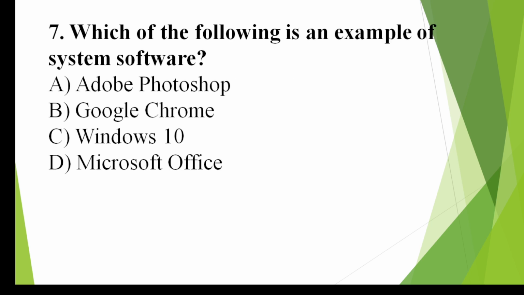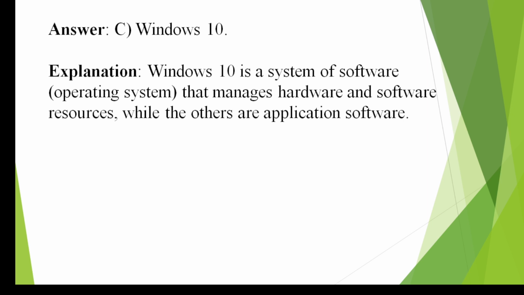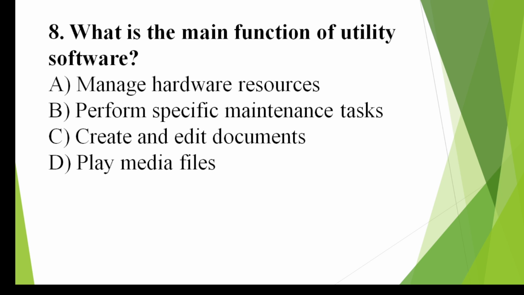Which of the following is an example of system software? A, Adobe Photoshop. B, Google Chrome. C, Windows 10. D, Microsoft Office. The correct answer is C, Windows 10. Windows 10 is a system software, an operating system that manages hardware and software resources, while the others are application software. Let's move to question number 8.